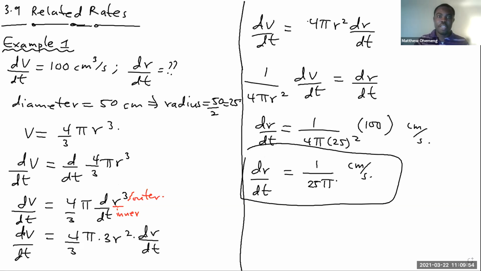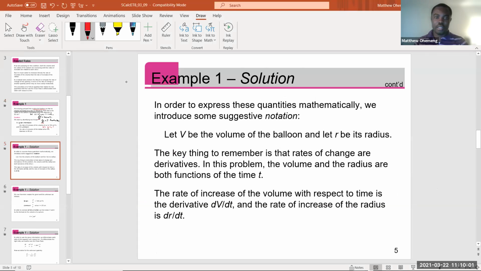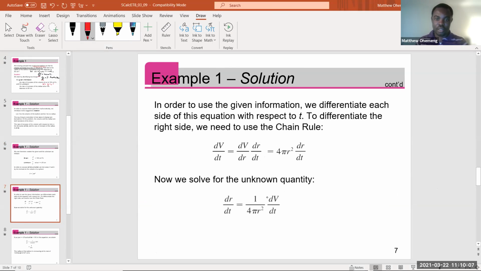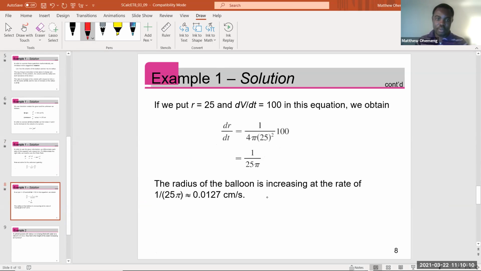Okay. Anybody needs time here? Okay, then let's go back here. So this is just nice notes. It talks a lot more about what is happening, and then it solves everything. And then we get this, and it has an approximate value.